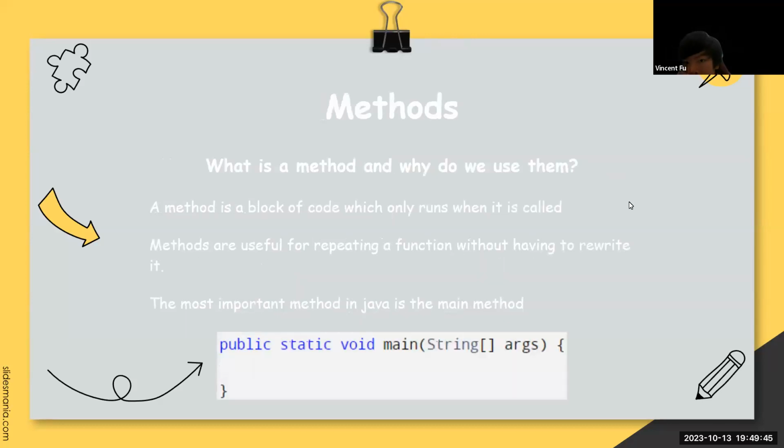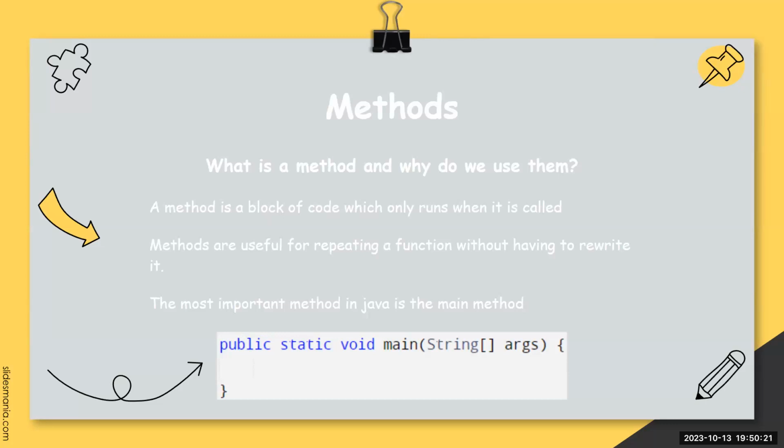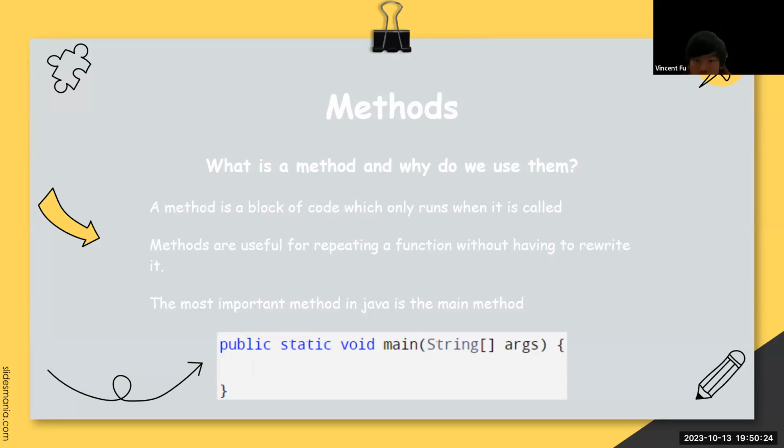So what is a method and why do we use methods? A method is a block of code which you have to call in order to run the code, right? Methods are really useful because if we have a function that we're going to run multiple times, let's say some math equation we want to do, instead of copy pasting or typing out the function every time you want to use it, we can just type it out once inside a method, and then we can call that method multiple times in order to use the function.